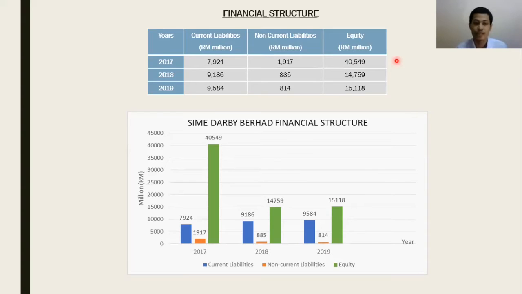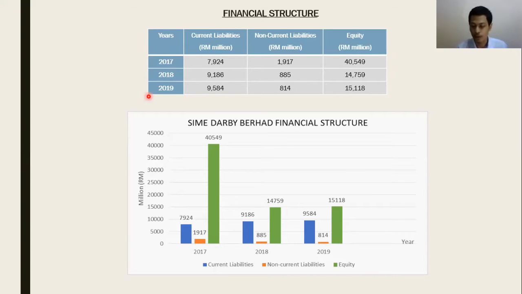Next is financial structure. From the figure, you can see the company current liabilities are increasing over the 3 years from 2017 until 2019. The current liability section of the balance sheet shows the debt the company owes, which must be paid within 1 year. These debts are the opposite of the current assets that are often used to pay for them. The higher the debt, the more companies will have to pay.